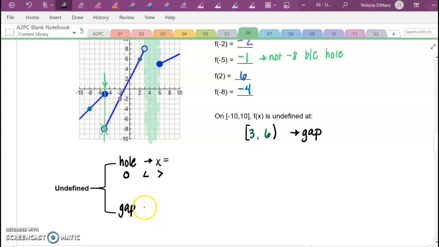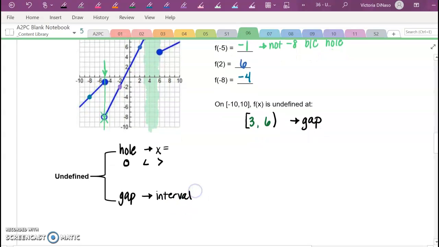For a gap, whenever there's a gap, we're always going to put an interval. And the interval is based on x values, so we're going to put either brackets or we're going to put parentheses. Now we put brackets whenever we have an open circle in a graph, or if we're just given a function, you'll see it's less than or greater than. We have parentheses whenever there's a closed circle. Closed circles are with that equal sign, so we have either less than or equal to or greater than or equal to.